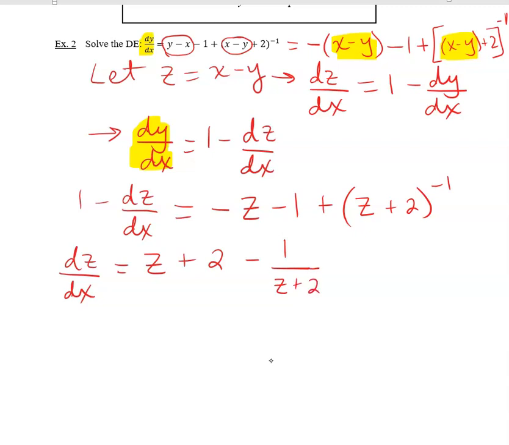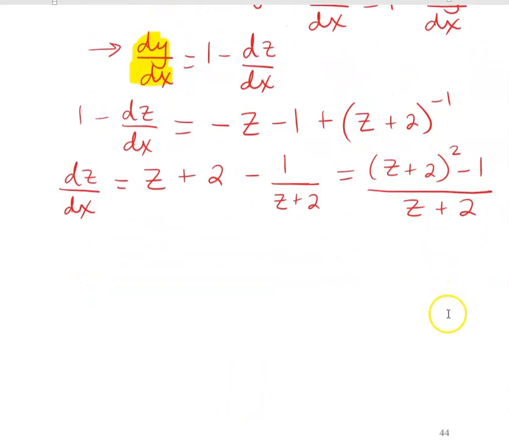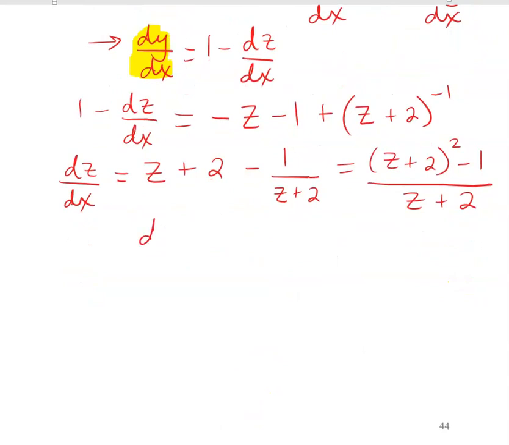So this z plus 2 to the negative first, I'm writing it as 1 over. And then when you combine those two and get a common denominator, you wind up with (z plus 2) squared minus 1, all over z plus 2. So that is the differential equation that I'm going to work with. That might seem like, wow, that's a lot of steps to get there, but the good news is this gives us something that is now a separable differential equation.